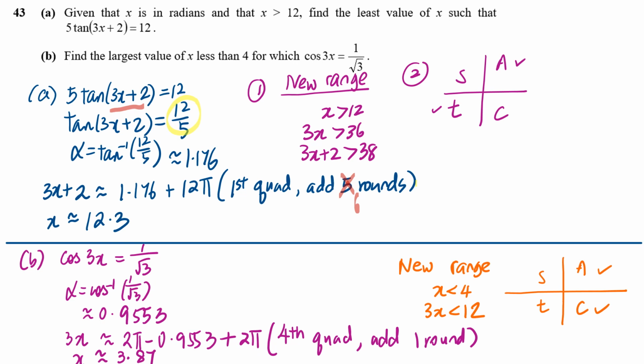Okay, if you take 2 pi minus 0.9553 plus 2 pi, you realize that the answer you get will be less than 12 radians. Then you divide by 3. So the largest value will be 3.87. That means you can have other values, like 3.5, 3.2, 2.6 or whatever. But the largest one will be 3.87 for your angle x to be less than 4.